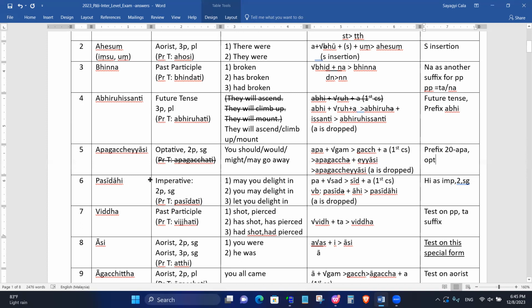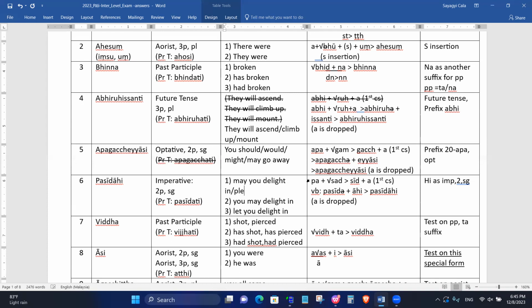So pasida he, in optative second person singular. So may you delight. Besides the word delight, I think there's another one, may you please, like may you be pleased with the Buddha. Okay, so there's another one. So basically you can just slash here. So in optative second person singular, pa plus sat, sat changes to sit, right? And then plus a. So you got the pasida. Pasida minus the a, elide the a, plus he. So you got pasida he. So he is important as an imperative second person singular.